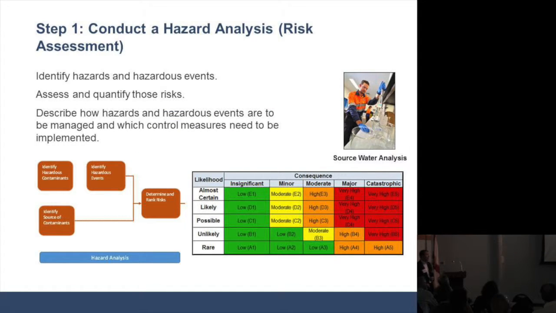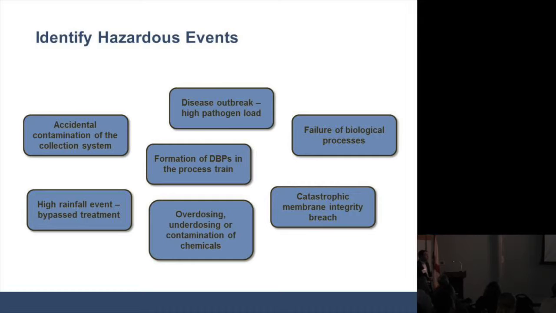So when we do a hazard analysis, we look at the collection system, we look at what kind of industries are there, and we try to do a source water characterization, so what is the chemical composition of the wastewater coming in or out of your wastewater treatment facility. So you identify the contaminants, you identify the types of events that might occur, where you can identify the source of the contaminants, and you end up with a risk register that evaluates on a semi-quantitative basis what your risks are and how you can control them.